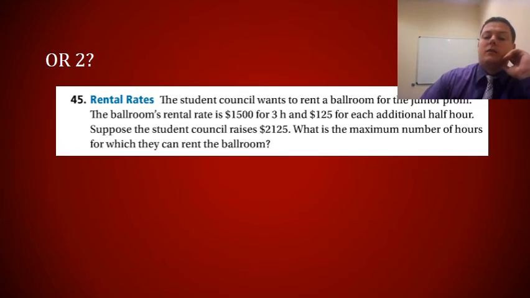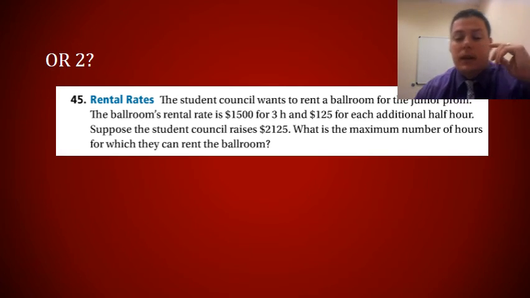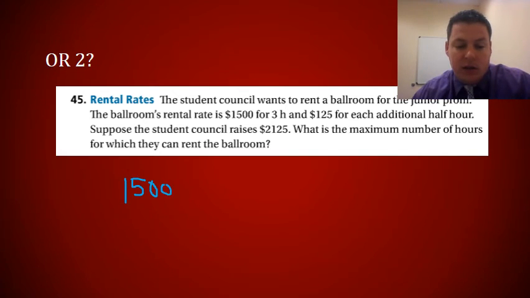The student council, here's another word problem, and then we will wrap it up. The student council wants to rent a ballroom for the junior prom. The ballroom's rental rate is $1,500 for 3 hours. So we have $1,500 is how much we're going to start with, and just keep an eye on that. That's 3 hours of time. All right, and $125 for each additional half hour.